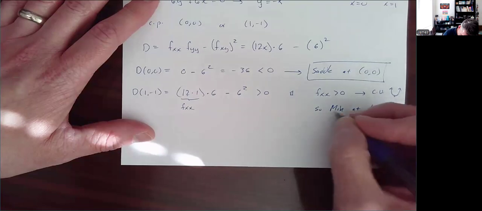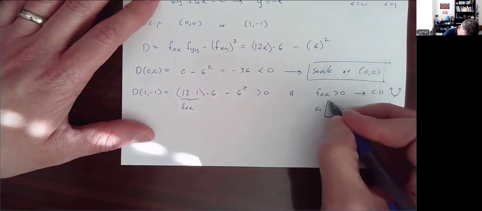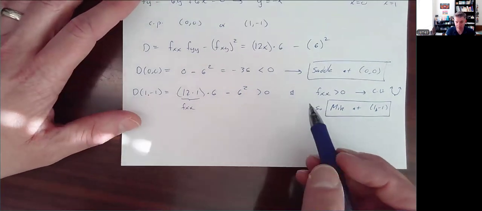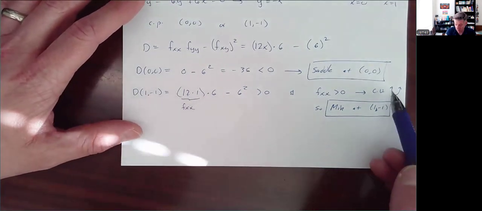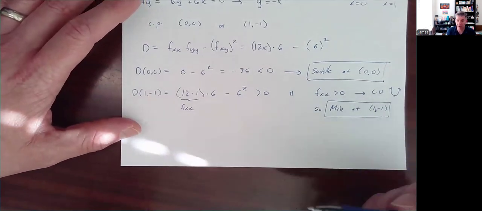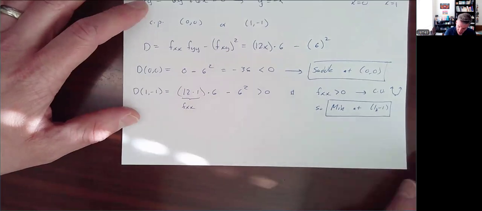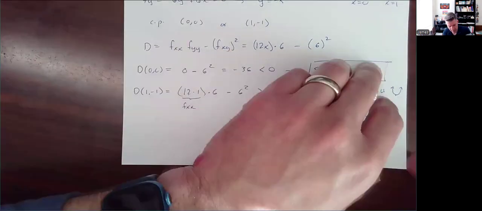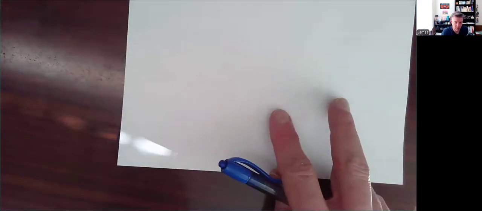I strongly recommend when your capital D is positive, you take the extra step to think about what my second derivative is doing, whether it's positive and concave up or negative and concave down, and then what that means as far as whether I have a max or min. So concave up means min, concave down means max. All right, more questions.